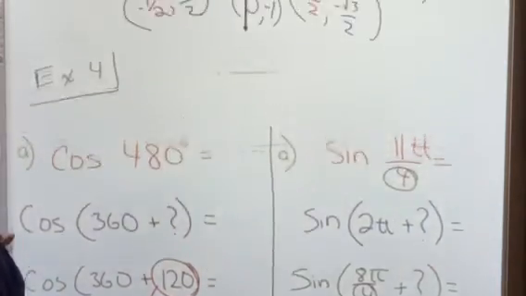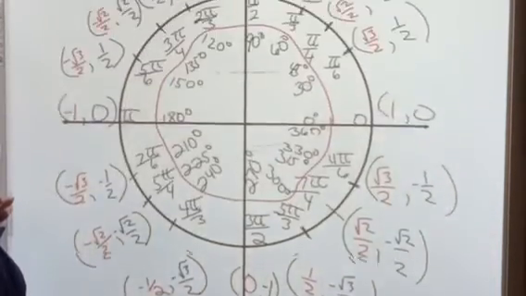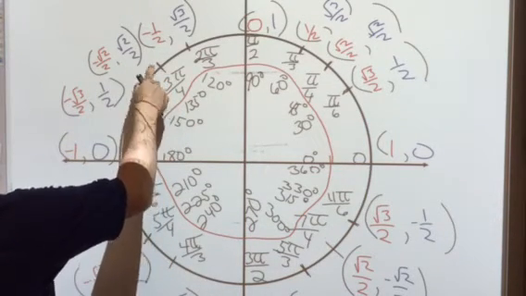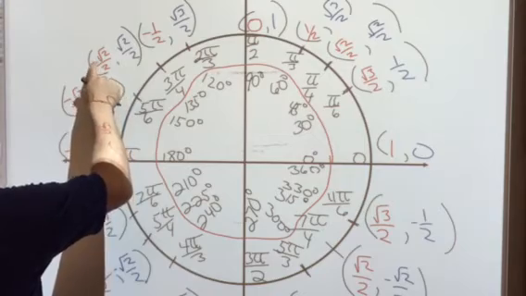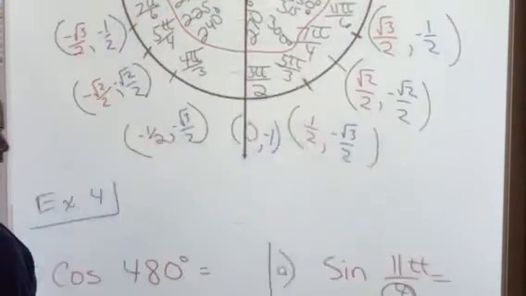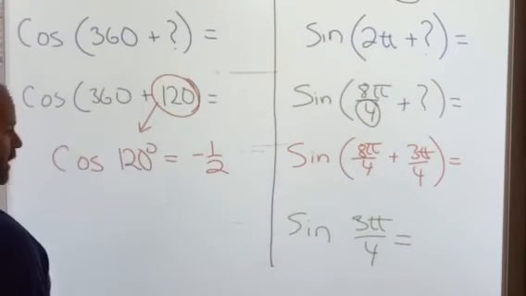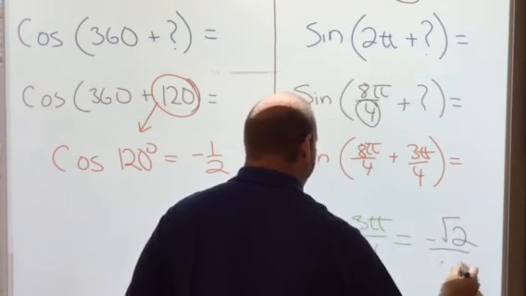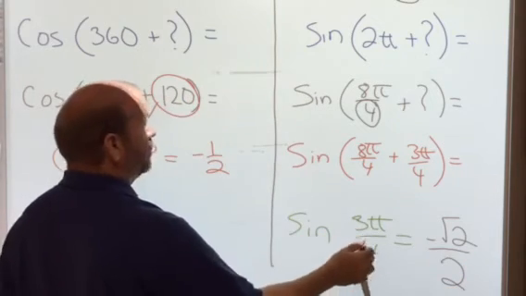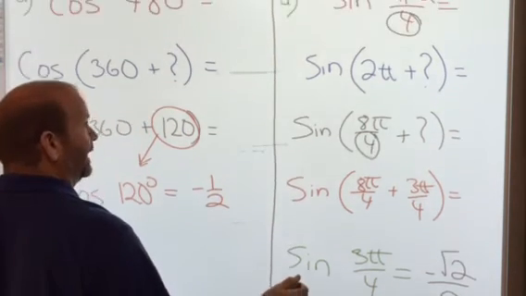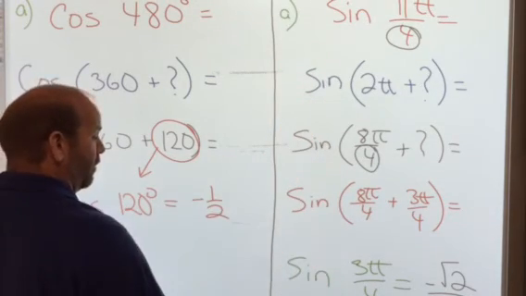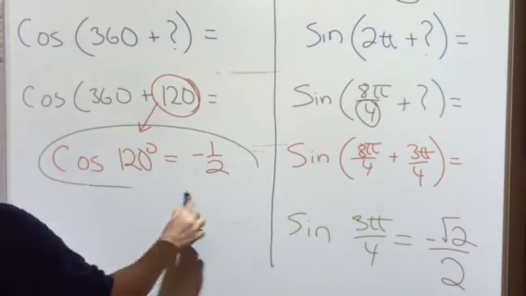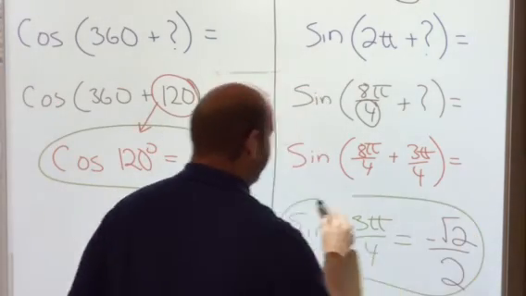So the sine is the y coordinate. 3 pi over 4 is 135 degrees. The y coordinate of 135 degrees is root of 2 over 2. And the sine of 3 pi over 4 is the exact same thing as the sine of 11 pi over 4. Okay? So you have that, you have that.